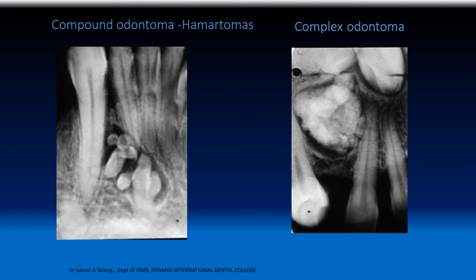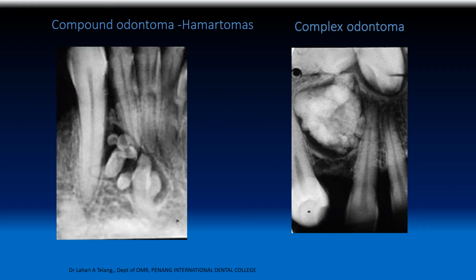Compound and complex odontomas. Compound odontomas can be multiple, impacted, or can erupt into the oral cavity as well. Compound odontomas can be very similar to tooth-like structures, and you would be able to differentiate on the radiograph enamel, dentine, and pulp within the odontoma itself.